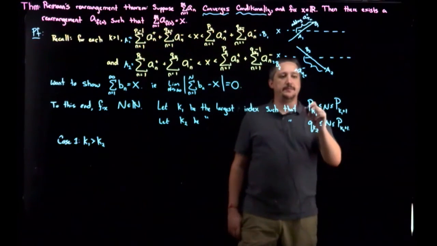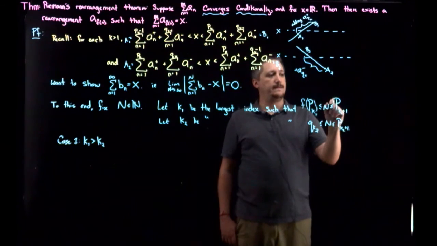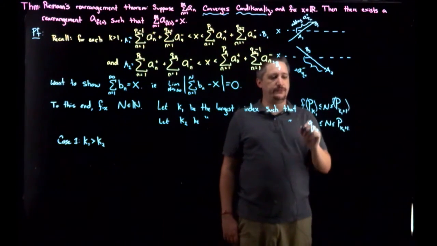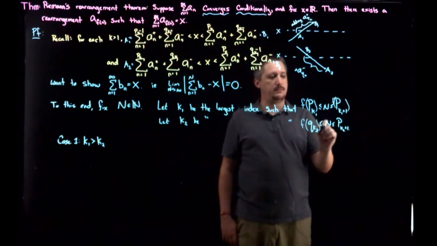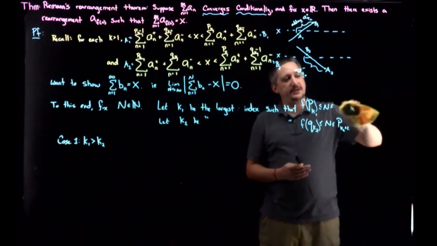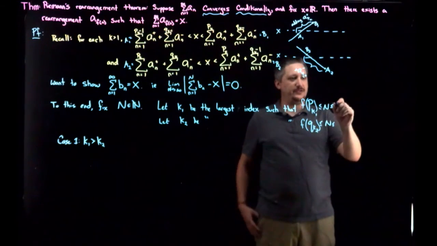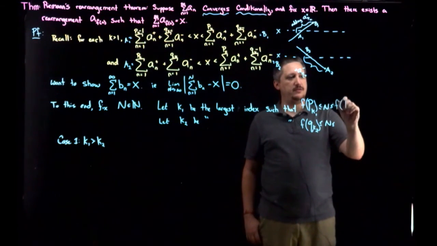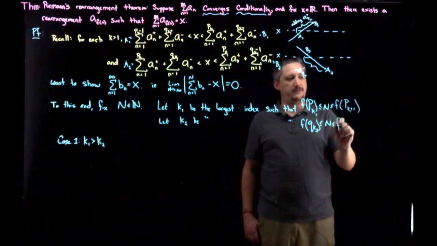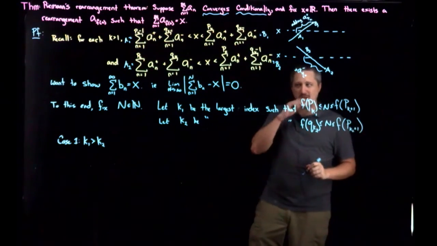I'm sorry, I messed that up. These should be f of these things. Yeah, sorry, I want them to be the thing where these things went. So f of p sub k1 plus 1, f of p sub k2 plus 1. All right.